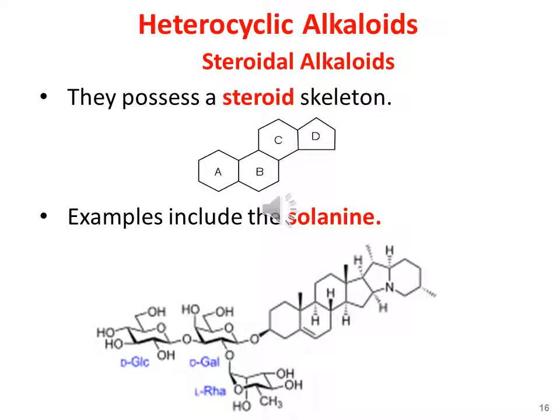Steroidal alkaloids are characterized by the possession of the steroidal skeleton. Example of steroidal alkaloids includes solanine. Solanine is isolated or found in the plant Solanum nigrum. In the chemical structure of solanine, you can clearly see a steroidal skeleton on the top right side.